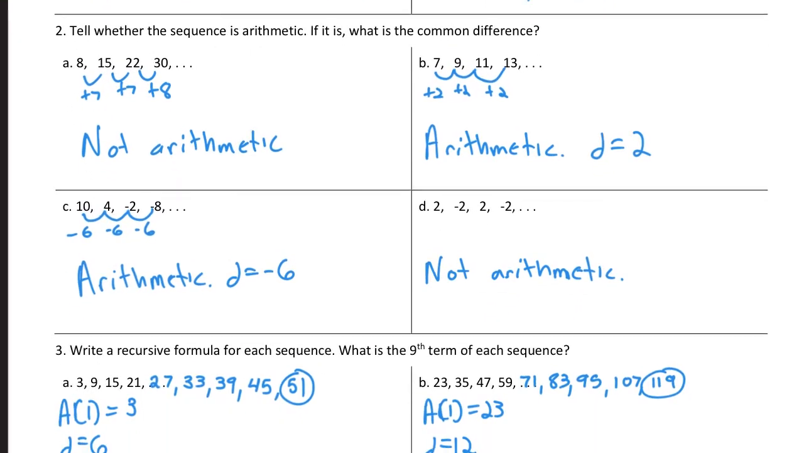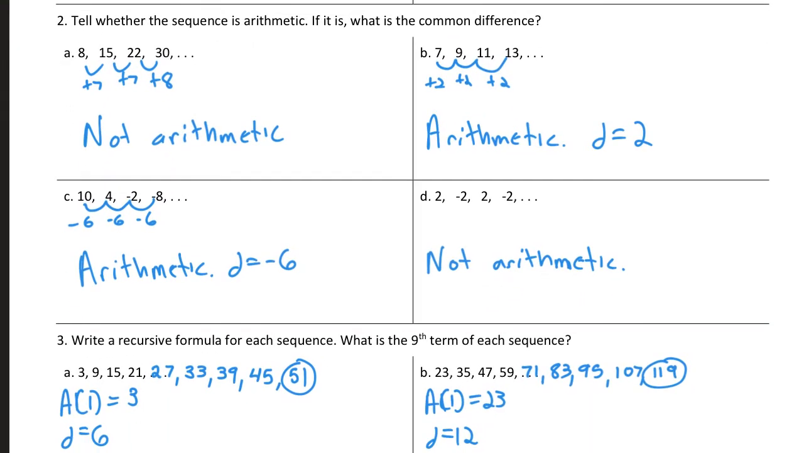Okay, number 2, telling whether it's arithmetic. That means adding or subtracting the same number to get the next term. And then what's the common difference? A and D were not arithmetic because we have plus 7, plus 8. And for D we have down 4, up 4, down 4, up 4. So you're adding or subtracting 4, but you're not just adding 4 or just subtracting 4, so that's not arithmetic. C and B are both arithmetic, and they show a common difference of positive 2 and then negative 6.